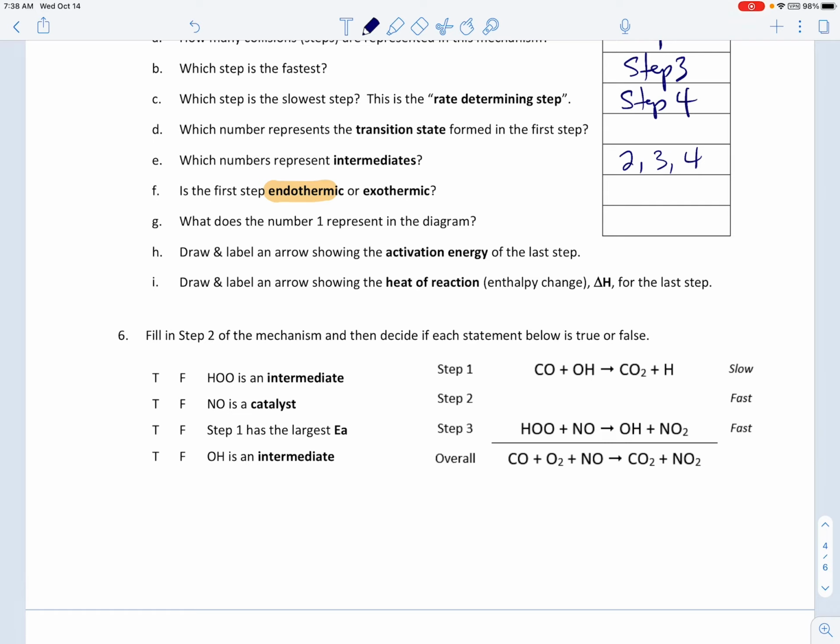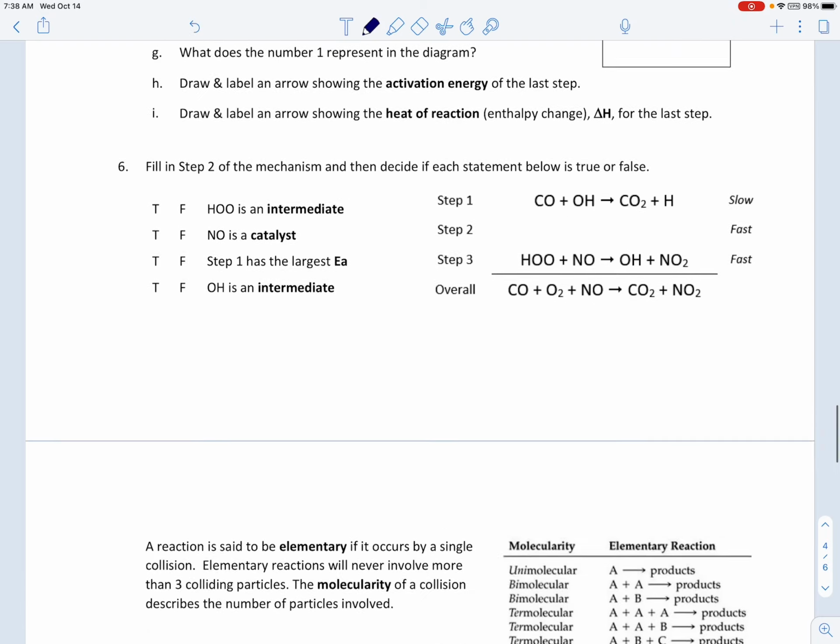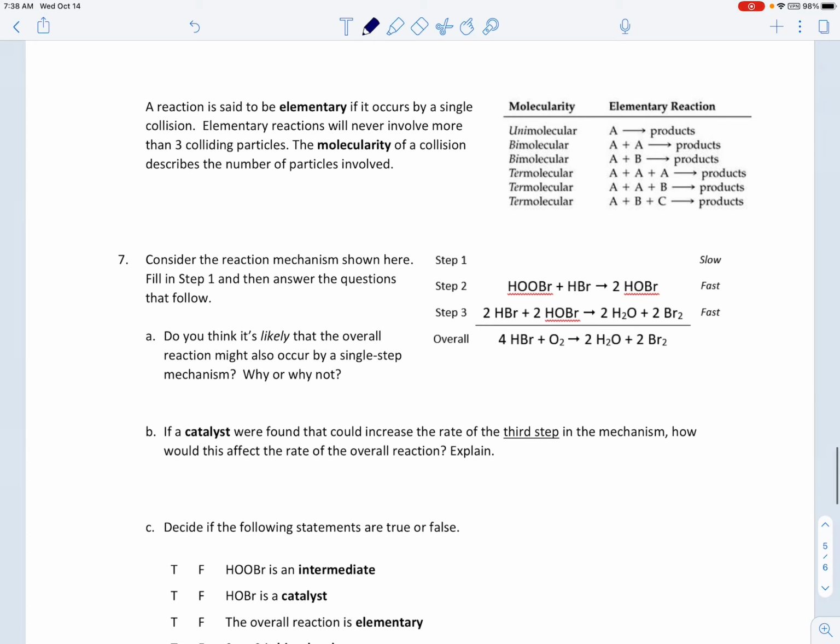I'm going to leave you to figure out number 6 on your own. You're going to have to answer some true and false questions, as well as figure out what this missing step is. Start by figuring out the missing step. You do know the overall reaction, so think about what must have canceled out to get the overall reaction, and then fill in the missing step. Once you've done that, answer the questions on the side, true or false.